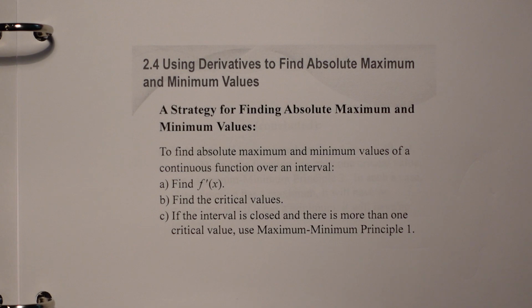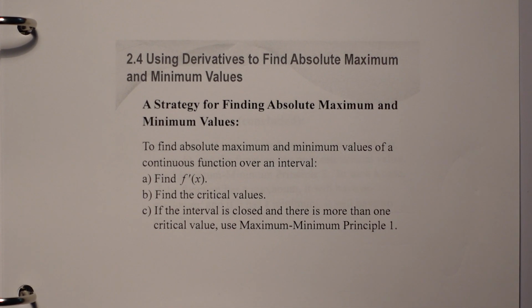So, to find absolute maximum and minimum values of a continuous function over an interval, you always can start by finding the first derivative. That's going to be necessary regardless, and that first derivative leads us to our critical values. Remember, those are numbers that make the derivative 0 or undefined. If the interval is closed and there's more than one critical value, use maximum minimum principle 1.